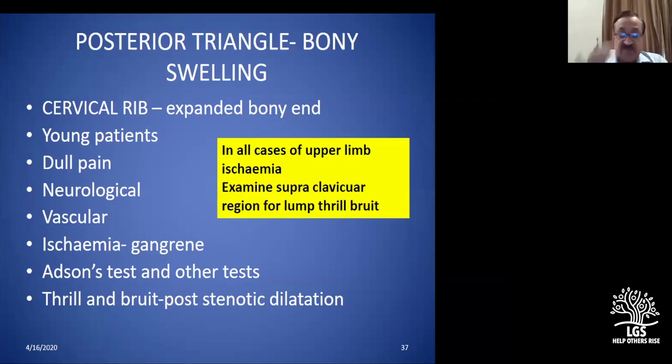So please look carefully, and Adson test is the one which you normally do. And this is the moral here: whenever you are given an upper limb ischemia short case, the patient may not have a big supraclavicular swelling, but remember to examine the supraclavicular region for a lump. The lump is nothing but the bony end, or a palpable thrill, or a bruit. So the posterior triangle is one of the sides of an additional rib, that is, a cervical rib.